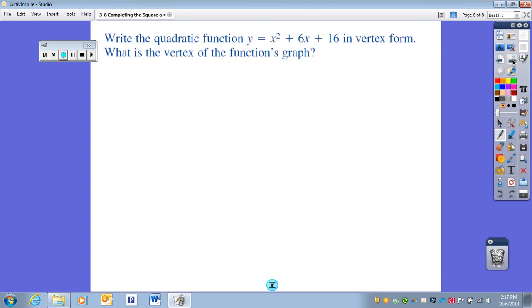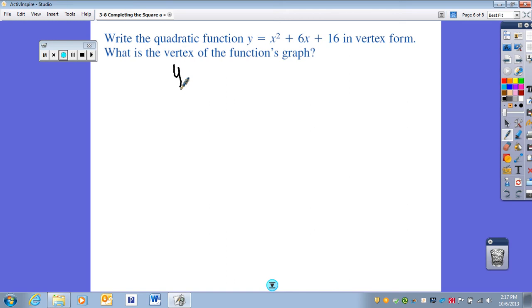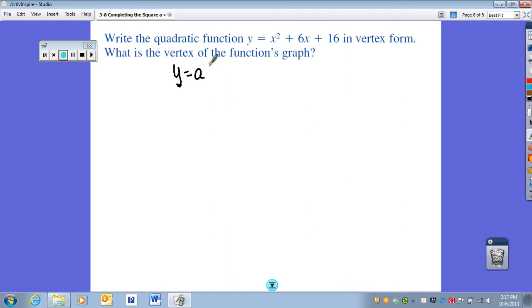Next, we want to write this quadratic function in vertex form. Remember, our vertex form is y equals a, the leading coefficient, times x minus h, the quantity squared, plus k. We can do this by completing the square. So we're going to set our original quadratic function equal to 0, and we'll use the completing the square method to find our vertex form.